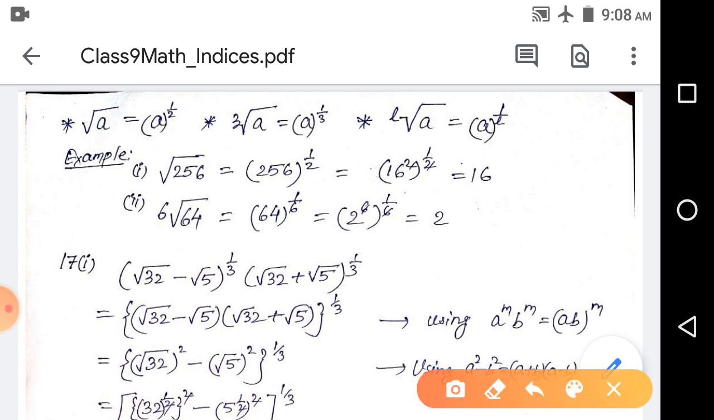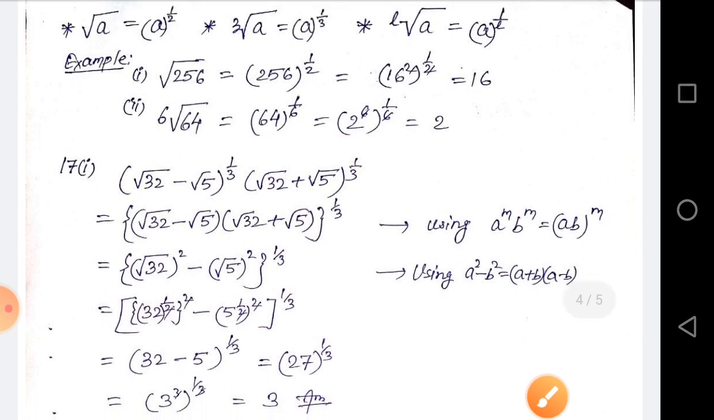It is 256 with a square root, so it can be written as 256 to the power 1 by 2. 256 means 16 square, so powers are multiplied and 16 is left here. Next, it is 64, so for this we can write 64 to the power 1 by 6. So this 64 becomes 2 to the power 6, powers are cancelled, so 2 to the power 1 is left, that is, the answer is 2.